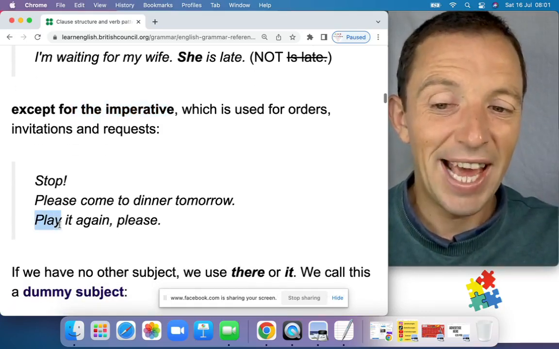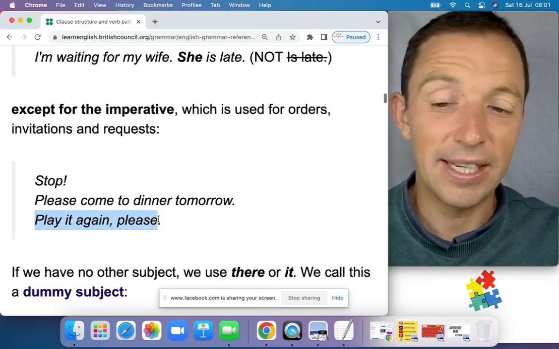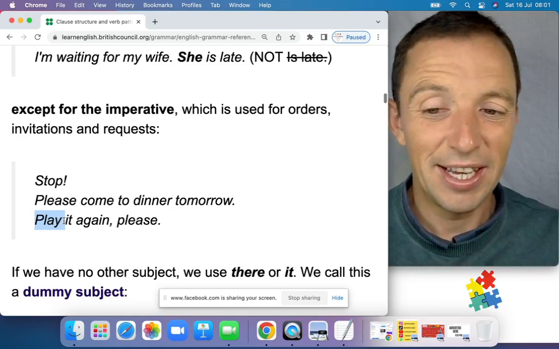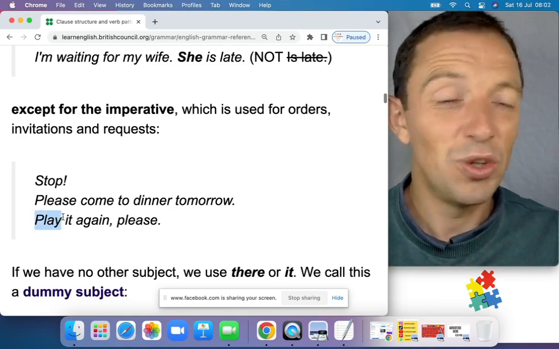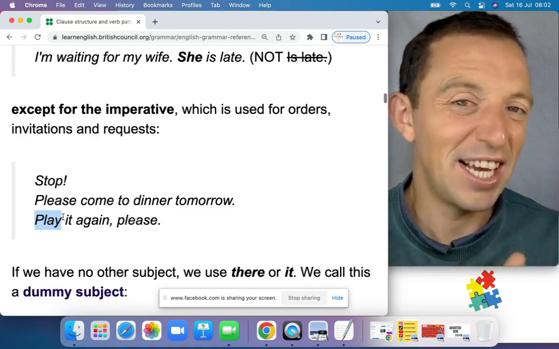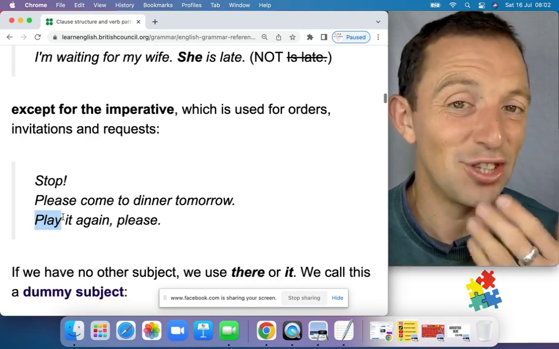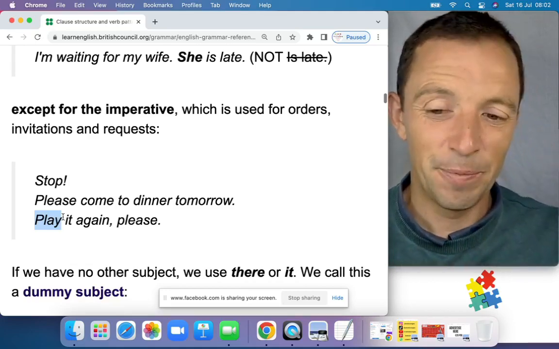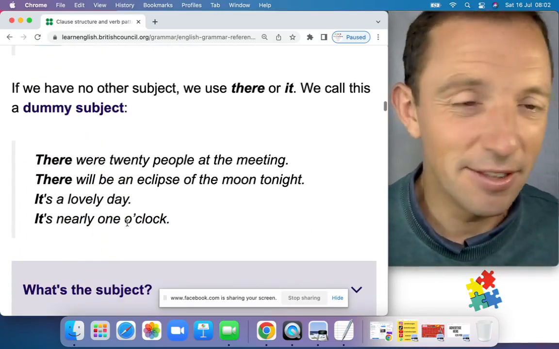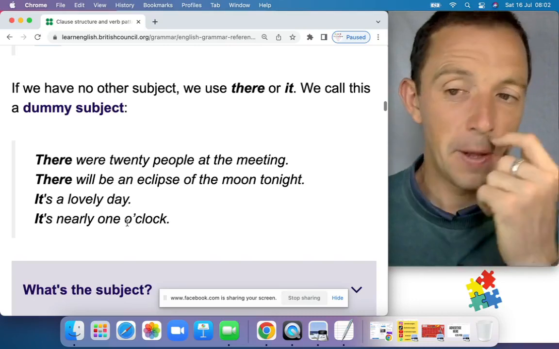Next, play it again, please. Play is the verb. There is no subject. It is the object. So no subject because it's an order, request, and invitation, I suppose. So play it again. It's an instruction, please. Now, this is a really, really important part of today's lesson. Very, very important, this part.